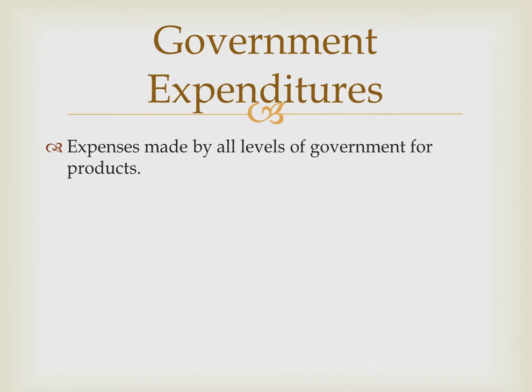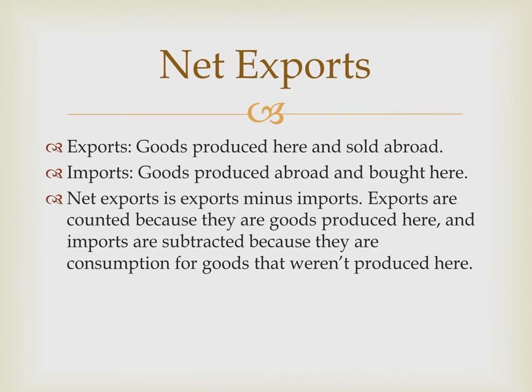Government expenditures is the sum of all government purchases of products. If the government buys 100 fighter jets, that's part of government expenditures. If they build a bridge, if they build another railroad, that's all government expenditures.